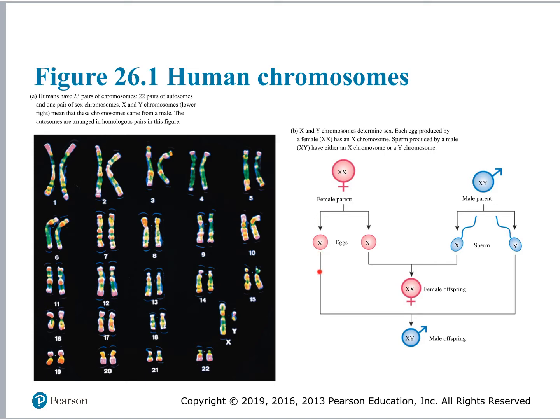Now if the X from the egg unites with the Y from the sperm, then it forms a male fetus. If the X on the egg joins with the X chromosome of a sperm cell, then it forms a female fetus.